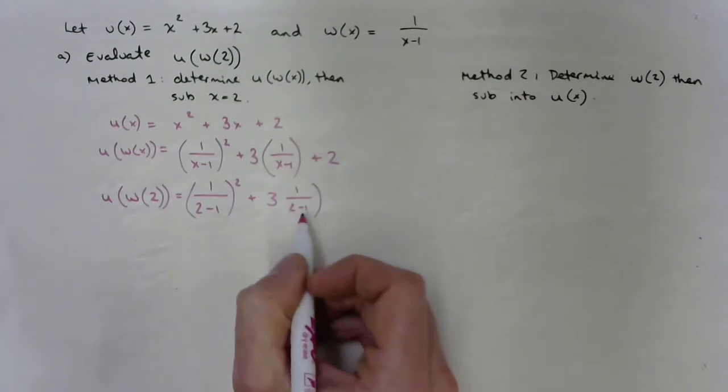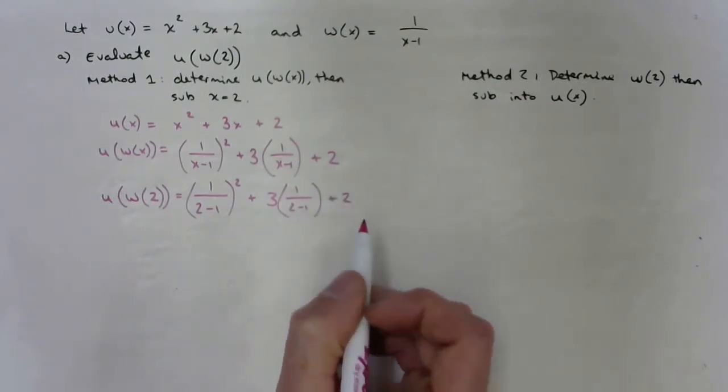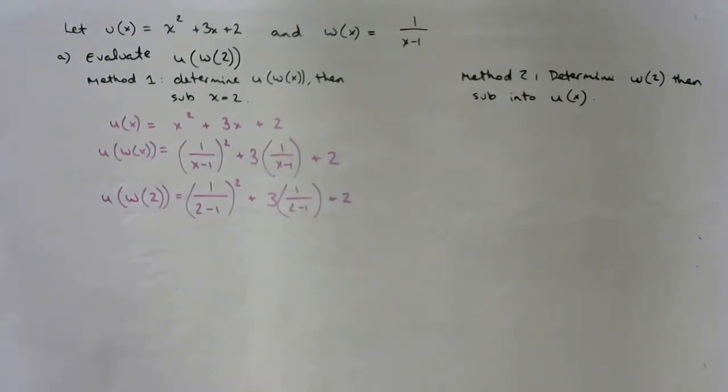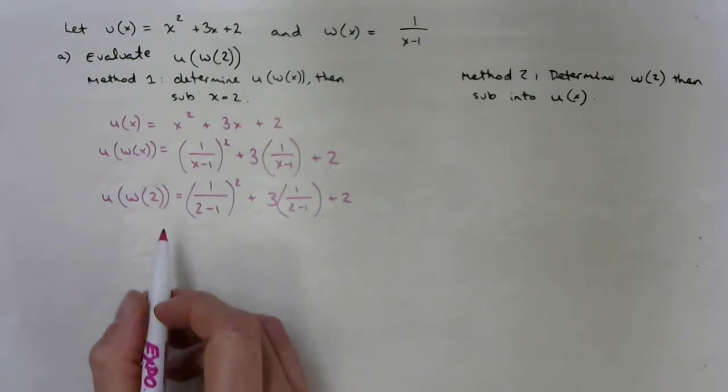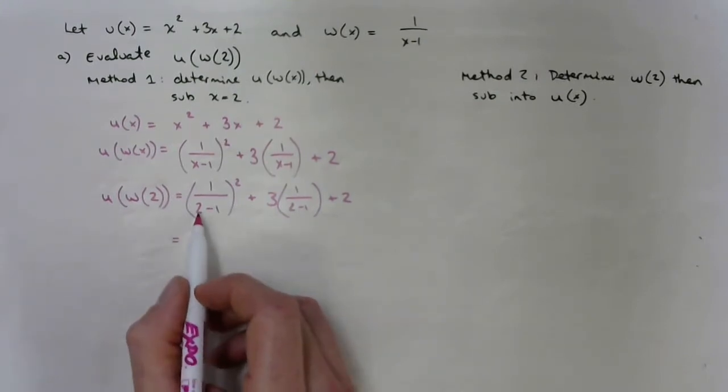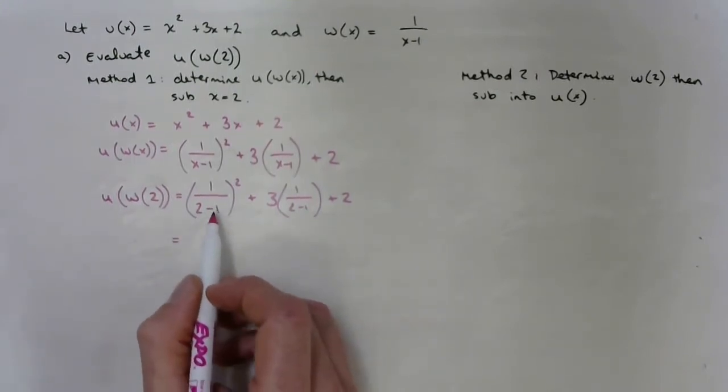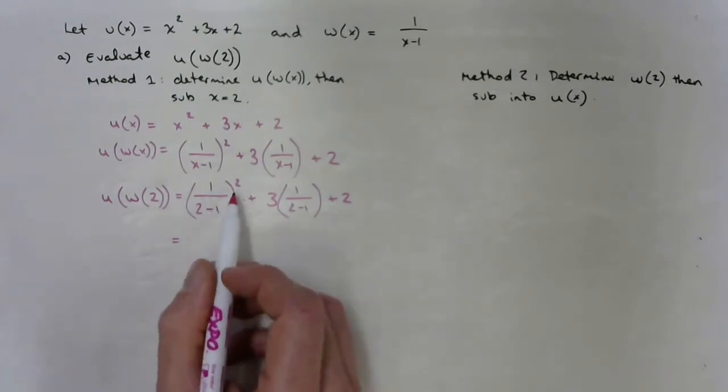Conveniently with 2, every time you do go to a w of x, you get 1. So nice of them, hey? All our denominators work out nicely and squares. So in the denominator here, 2 minus 1 is 1. 1 over 1 is 1. 1 squared is 1.